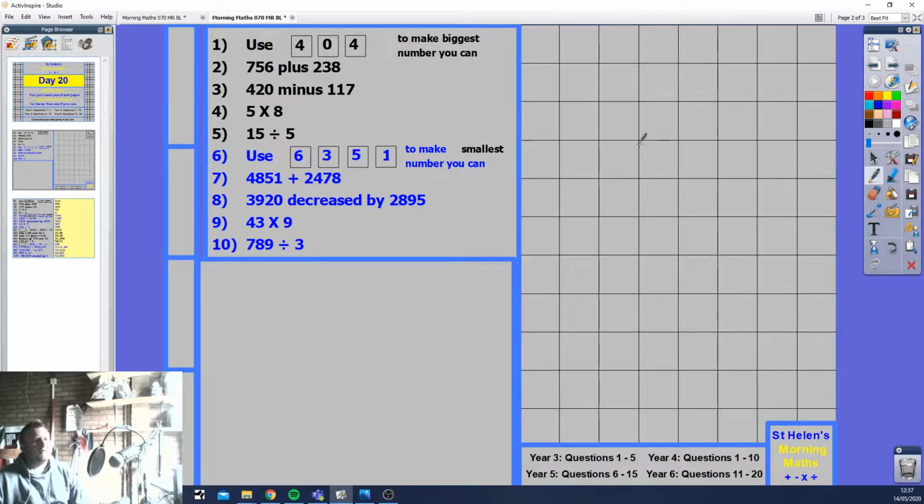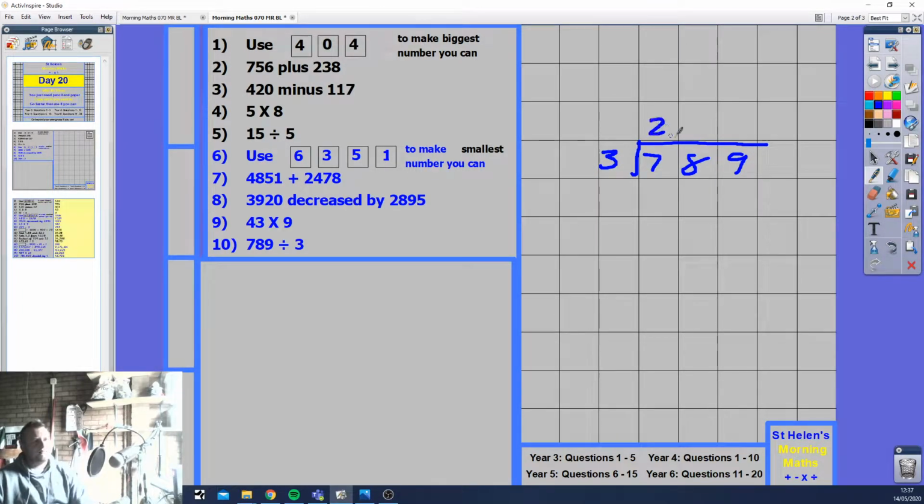789 divided by 3. So we use the bus stop method. We're going to put 789 in the bus stop and divide it by 3. We go into each of the numbers and we start at the highest place value. 3 goes into 7. 3, 6, 9. Oh, it's not 9. 3, 6. It's got to be 6.